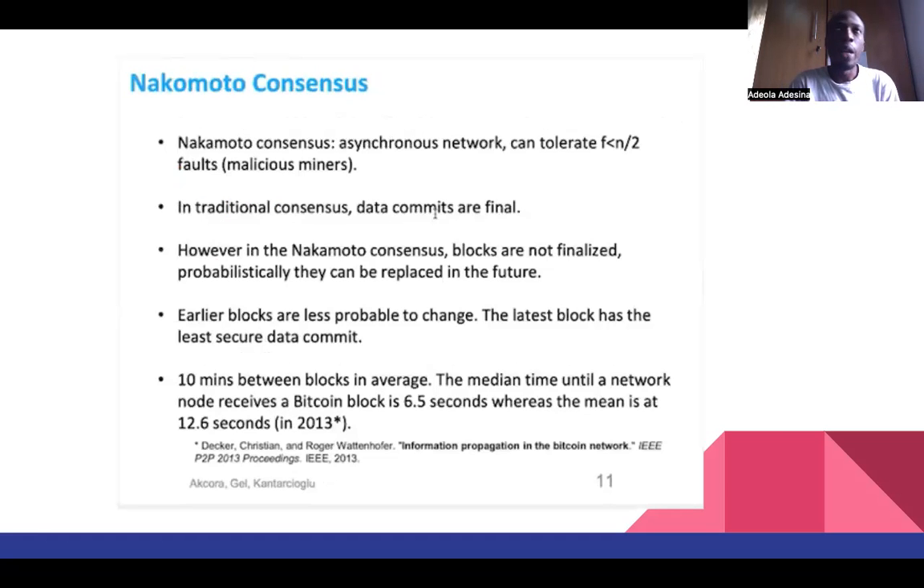But Bitcoin, or Nakamoto, came with something called Nakamoto consensus, under which Bitcoin operates, right? So Nakamoto consensus is a synchronous network, right? Data is generated every time and anytime. Nakamoto consensus uses the synchronous network and can tolerate up to half malicious miners, or half of the nodes going rogue.